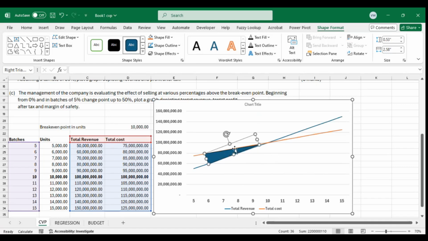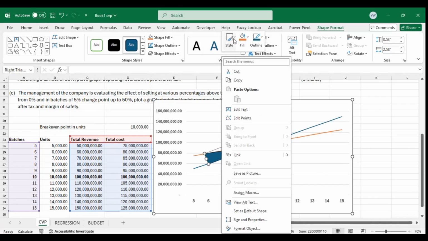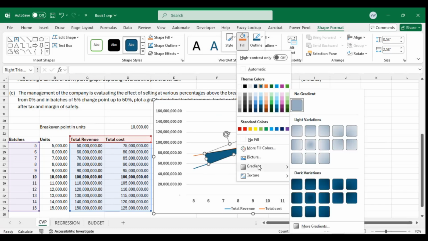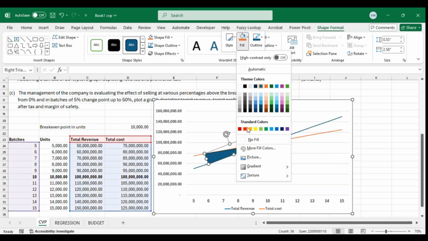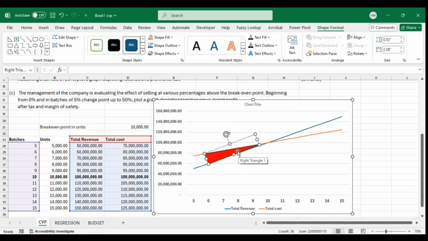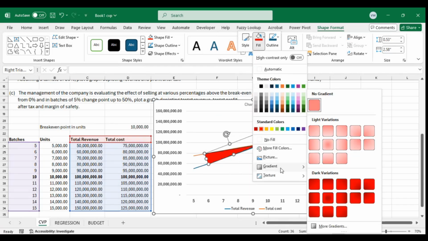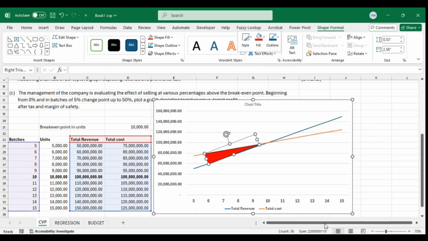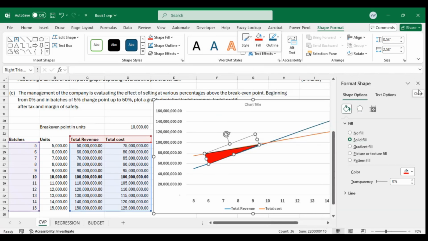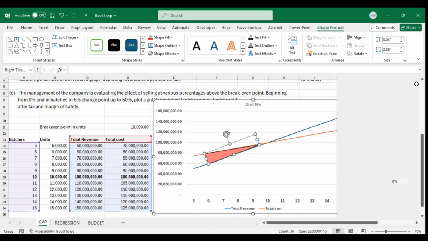So once we've done that, we can try to change the fill color. We can give it red, then we change the gradient so that we can make it slightly transparent by adjusting the opacity, so that is our loss region.